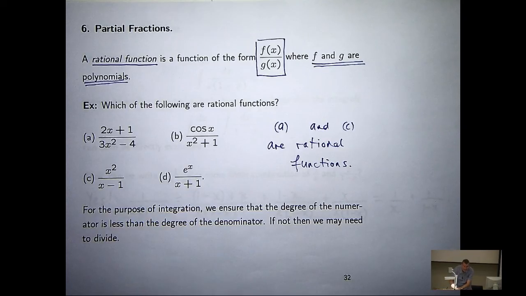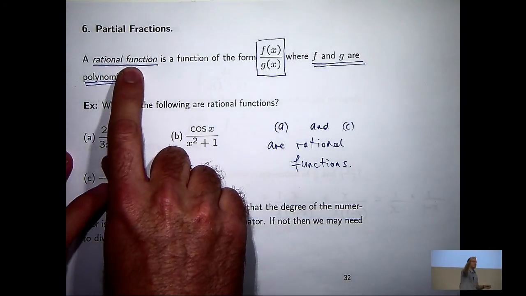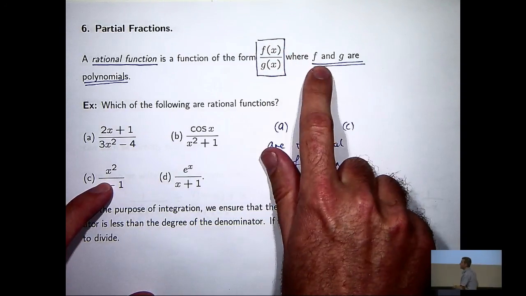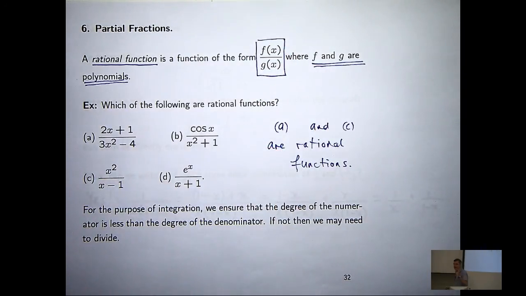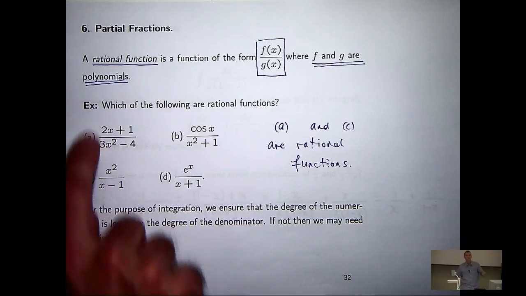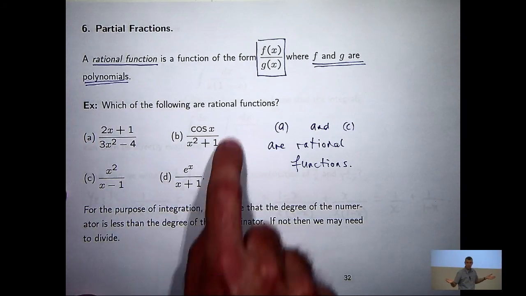Now, just to recap, because some of you might not have been here yesterday, or you may have forgotten, we're going to look at the integrals of rational functions. So a function in this form where both f and g are polynomials. If you look at these examples here, this is a rational function, this is a rational function, and these two are not.